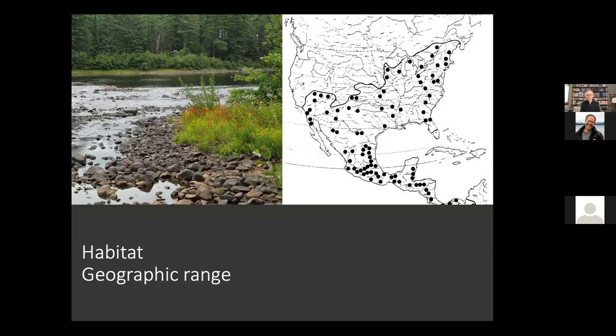And you can see that it goes all the way essentially from New Brunswick, which is the northeasternmost part of its range. It does not get into Nova Scotia. New Brunswick, down the east side of the continent, across over into the western part in the southwest, and then down into Mexico and Central America.